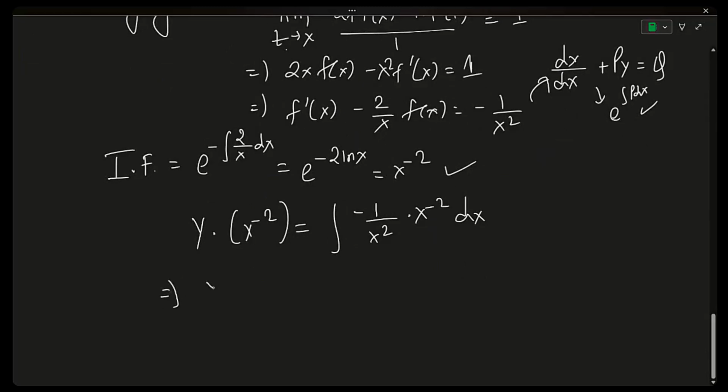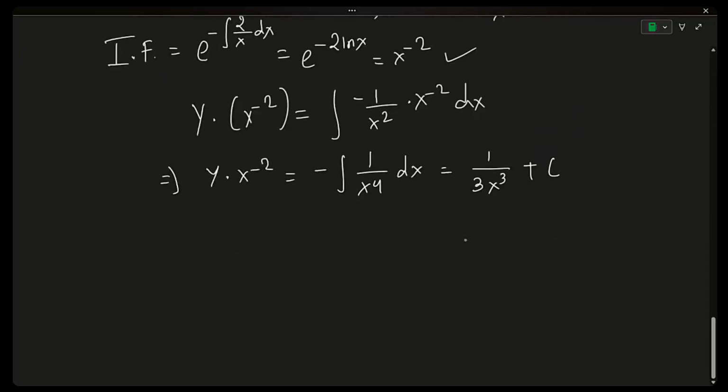So what you are left to do is simply find out the right hand side, which is easy to do because minus this is 1 by x to the power 4 dx, which is nothing but 1 by 3 x cube plus c. Therefore, y is going to be, if you multiply x square on both sides, this is going to cancel and it will become 1 by 3x plus cx square.